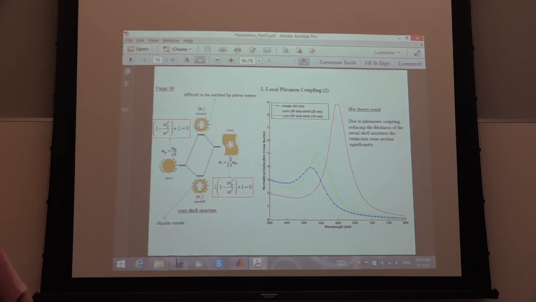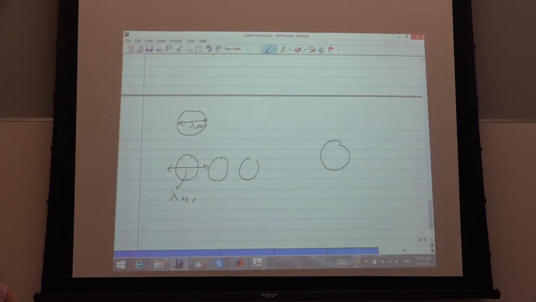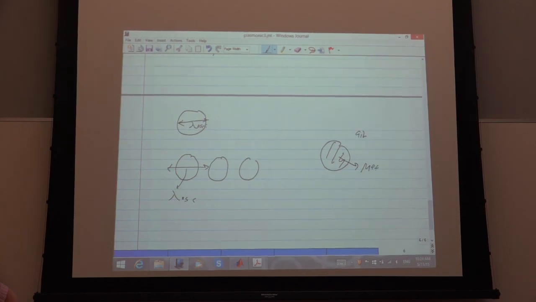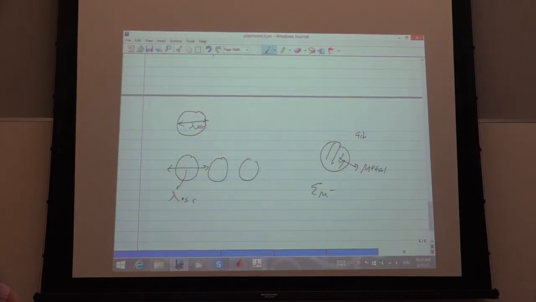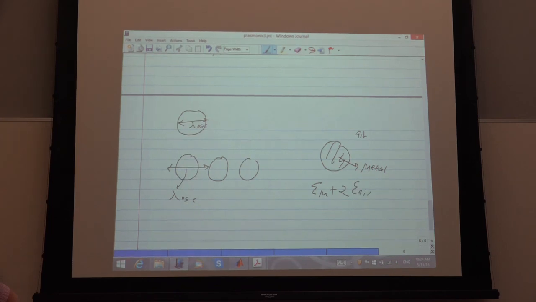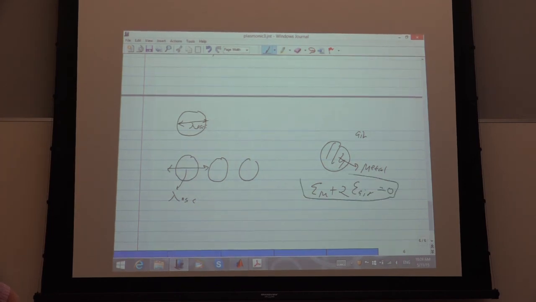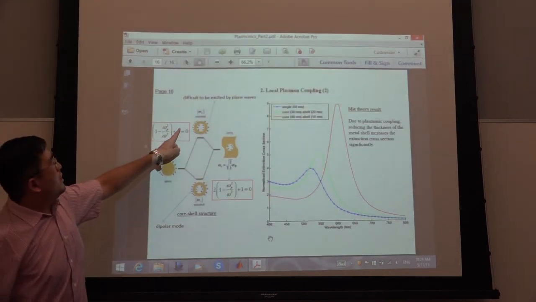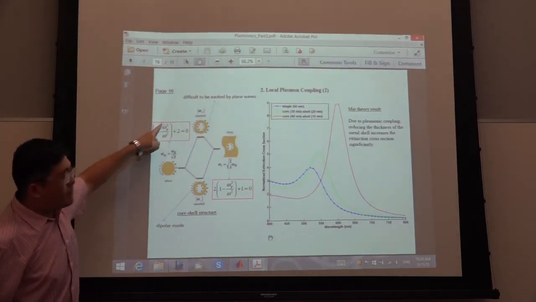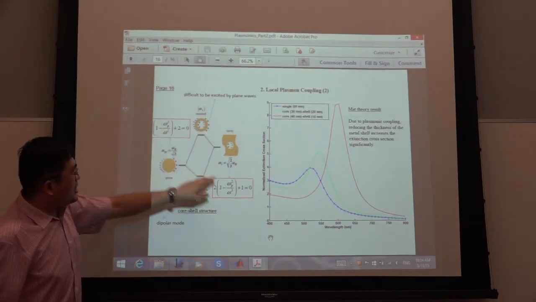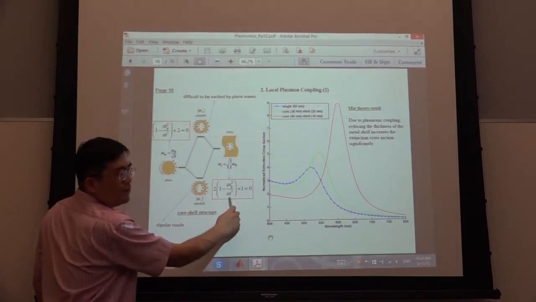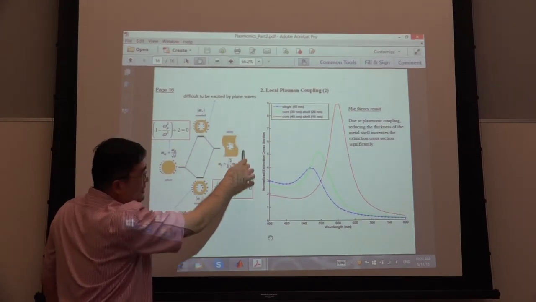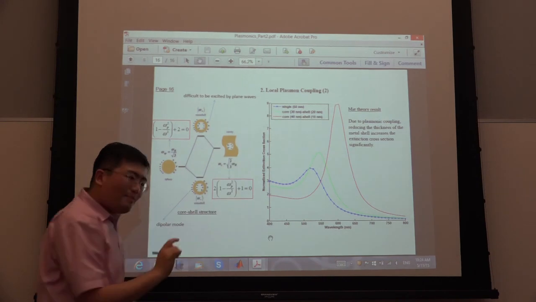Initially this is metal and this is air. We know the epsilon of metal plus 2 epsilon of air equals 0; this is the resonance condition. This is the first figure, where the 1 is air and this is metal. Then I change it: it's 2 epsilon metal plus 1, because the air becomes metal and the metal becomes air. This is a complementary structure.